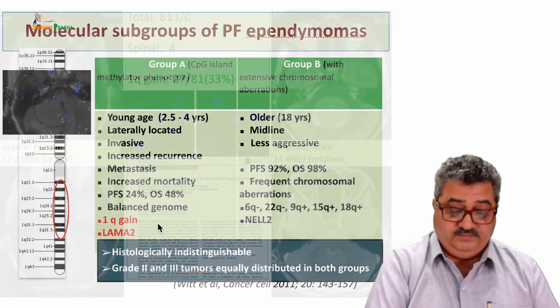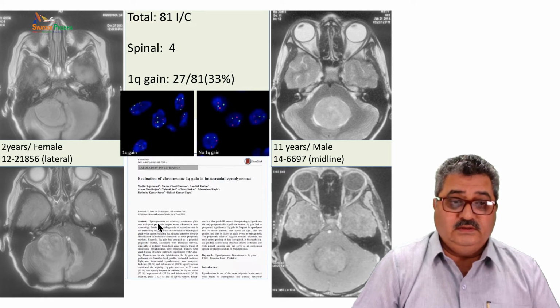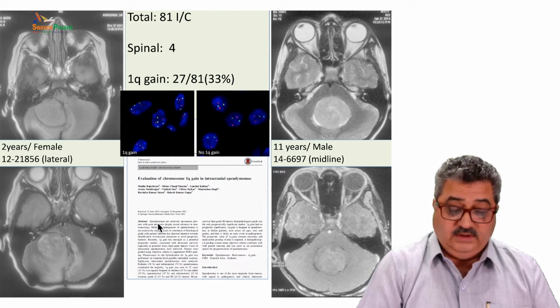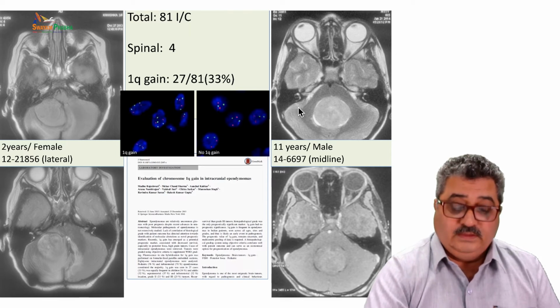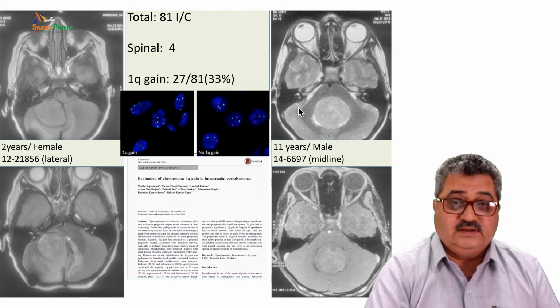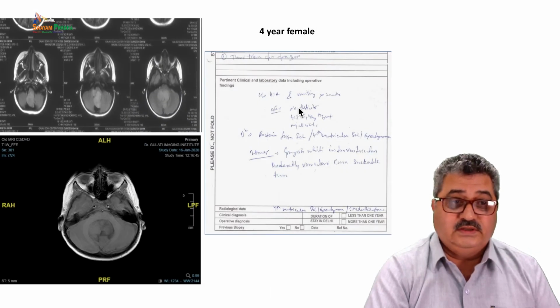Now 1q gain has been shown in other ependymomas, in the supratentorial and in the posterior fossa, but it is very important only when it is a group A tumor, which is in younger children. Now one of the features is that they are laterally located or medially located, but sometimes, especially in our setup, the patient presents so late that it is very difficult to make out whether it is medially placed or laterally placed.